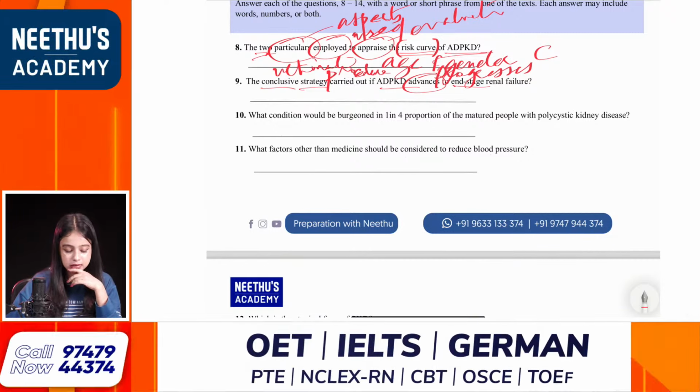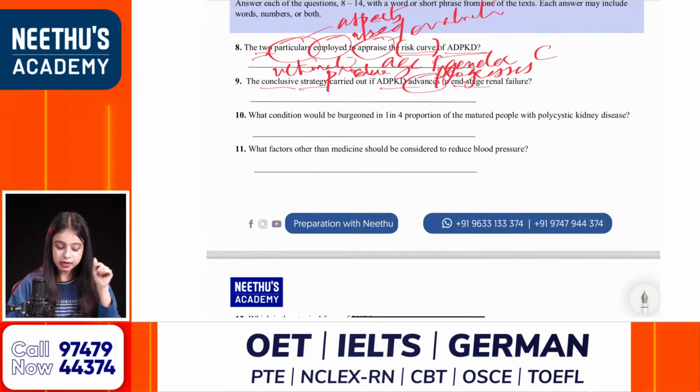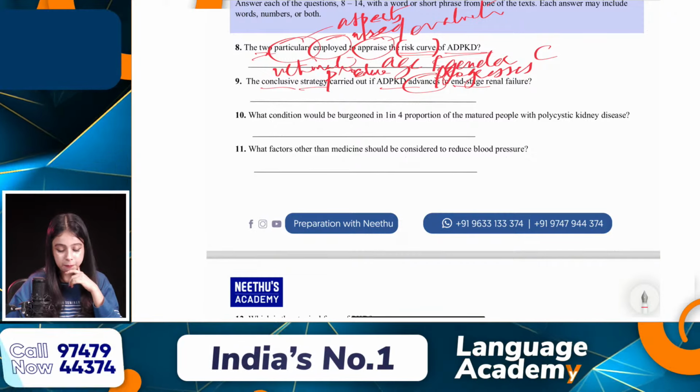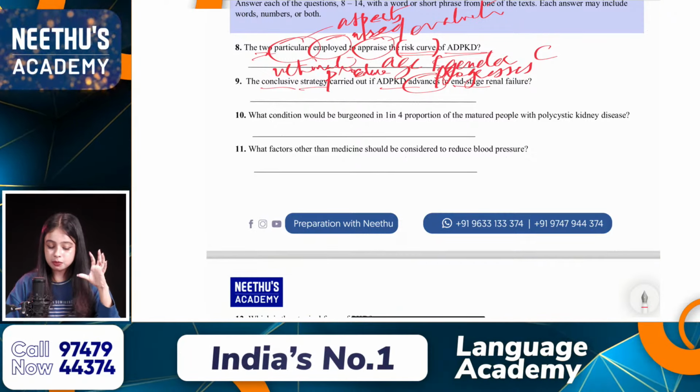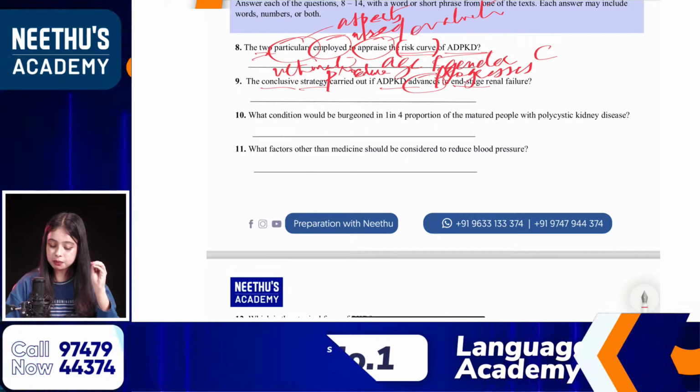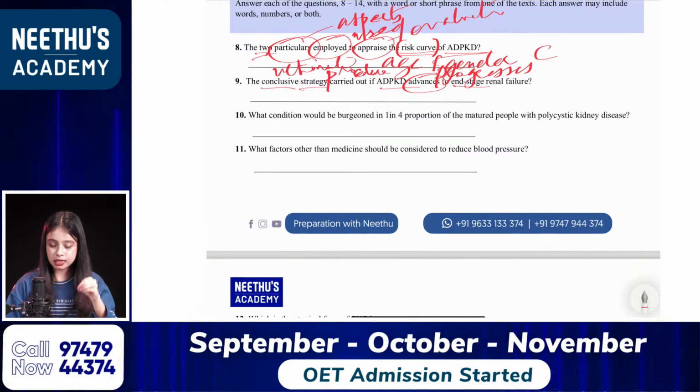Okay, Rose, yes, it is age and gender, dear. Very good. What about the 9th one? Get your answer. The ultimate procedure carried out if ADPKD progresses to end stage renal failure.